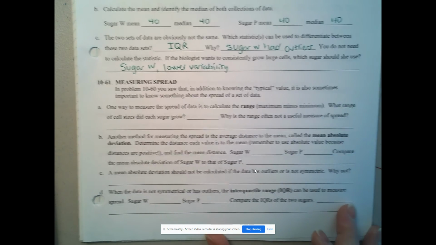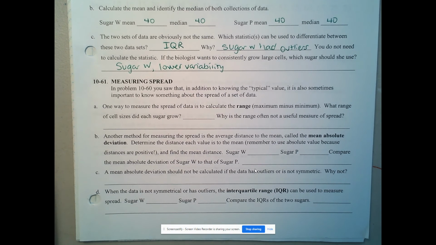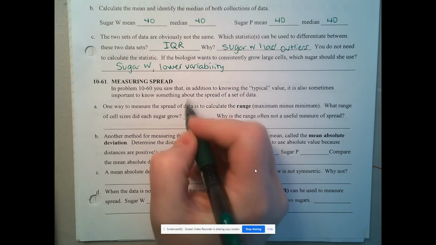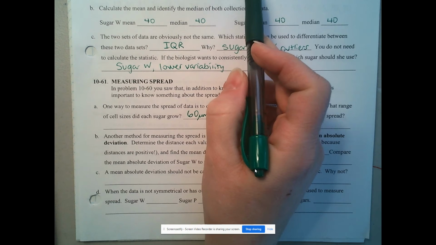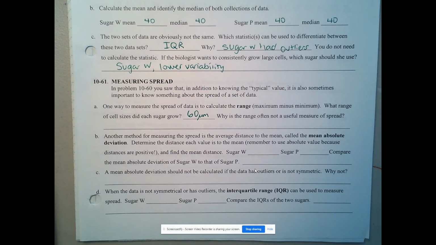Measuring spread. In problem 10-60, you saw that in addition to knowing the typical value, it is also sometimes important to know something about the spread of the set of data. One way to measure the spread is to calculate the range. What range of cell sizes did each sugar grow? So the first one was 10 to 70, so that was 60 micrometers. And the other one also went from 10 to 70, which was 60 micrometers.